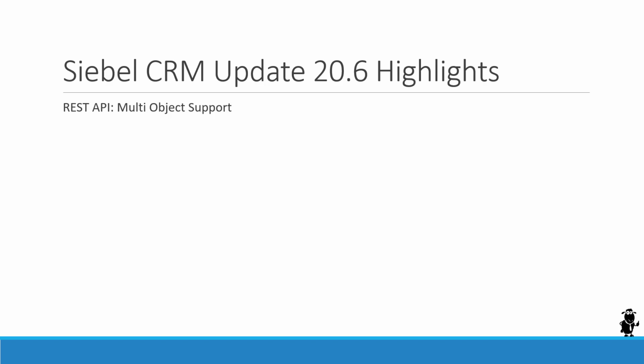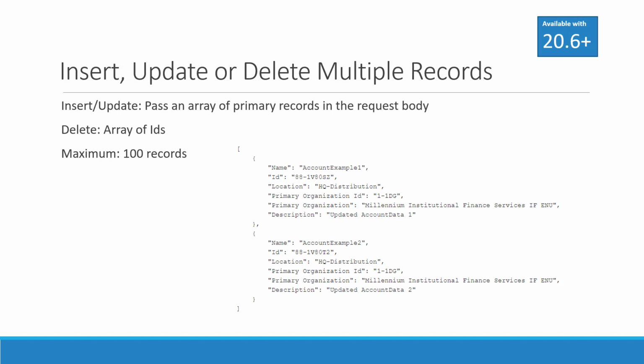In June 2020, in the 20.6 update, Oracle enhanced the REST API for multi-object support. So now it is possible to insert or update an array of primary records for the primary BC, up to a maximum of 100 records in one request.